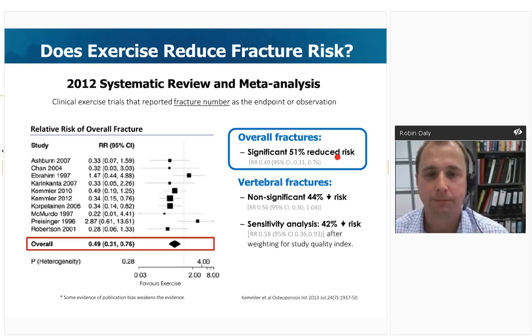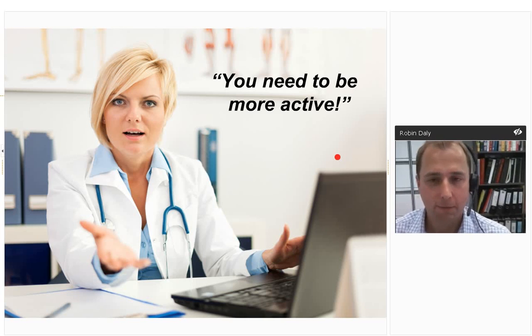So often you might go to your doctor or another health professional, and you might talk about your bones and say, look, I'm a little bit worried. My mother had osteoporosis, had a fracture. I want to try to reduce my risk, and I don't want to take drugs. And your doctor or some health professionals will say, well, you need to be more active. Now, that's true, but it's not particularly informative.